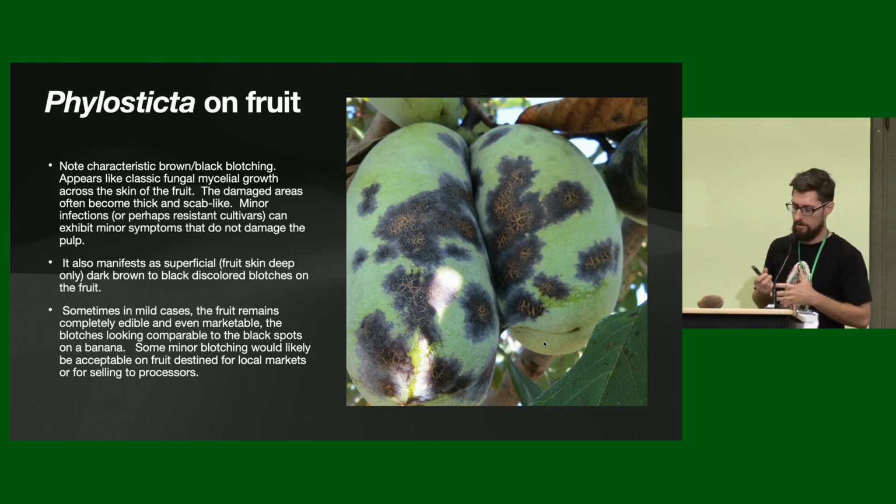The damaged areas often become thick and scab-like. Minor infections, or perhaps infections on resistant cultivars, can exhibit minor symptoms that don't always damage the pulp. They'll just have black spots, but the pulp will be okay. That's more of a superficial infection, and it remains completely edible. And a lot of buyers may not mind the little black spots, especially if the pulp is okay. Just kind of like black spots on a banana is what it looks like.